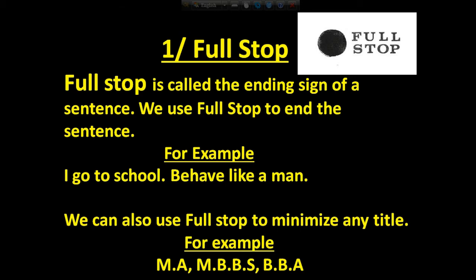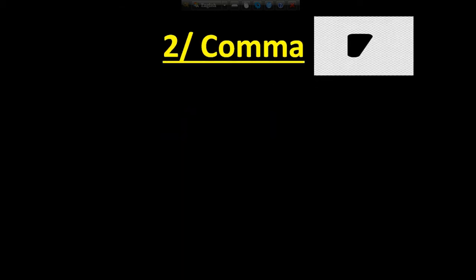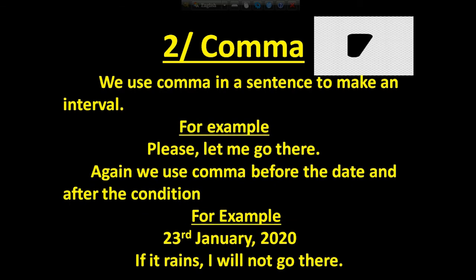Okay. Now number 2, actually comma is one of the most important punctuations, and when we use comma, just look at the screen, we use comma in a sentence to make an interval. Do you know what is the meaning of interval? The Bengali meaning of interval is biroti. Okay, for example, please, let me go there. Actually, in this sentence we need a short interval. So I have used please and I have used a comma after please. So the line will be: please, let me go there.